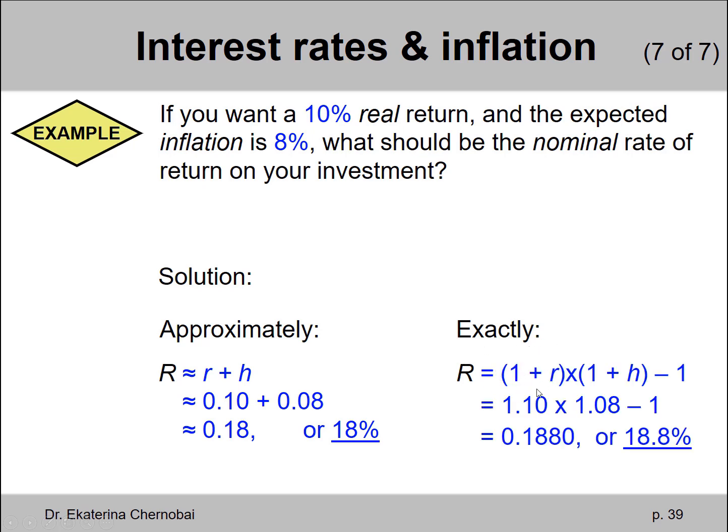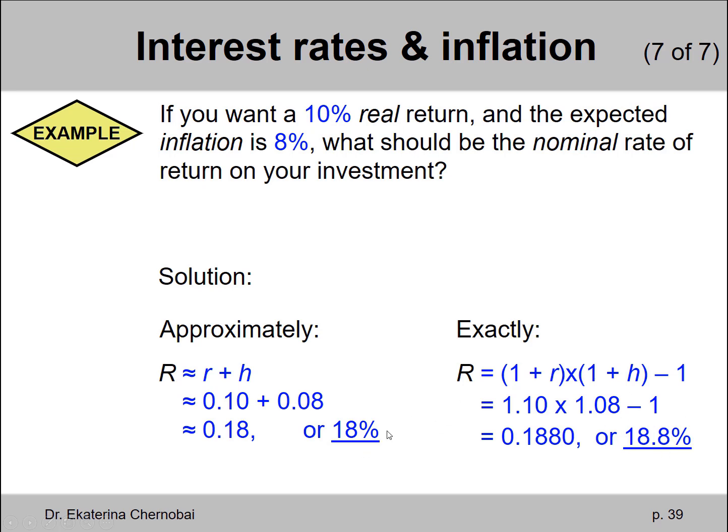So you would do 1 plus the real rate. Then you multiply that number by 1 plus the inflation rate, and then you subtract 1. So 1.1, that's 1 plus 0.1 in decimals, the real rate, times 1.08, which is the same thing as 1 plus 0.08, the inflation rate. And then you subtract 1. And when you simplify it, you get 0.1880, or 18.8%. So approximately 18%, exactly 18.8%.